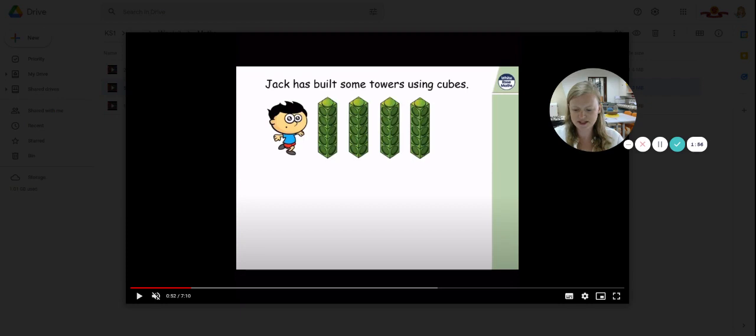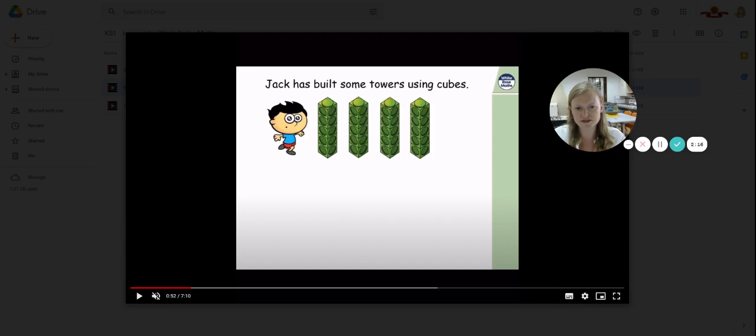Let's start by counting how many towers he's built. Will we count them together? There's 1, 2, 3, 4. We have 4 towers. How many cubes are in each tower? We should probably count and check. 1, 2, 3, 4, 5. So there's 5 cubes in each tower.